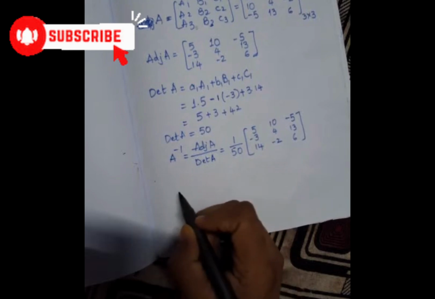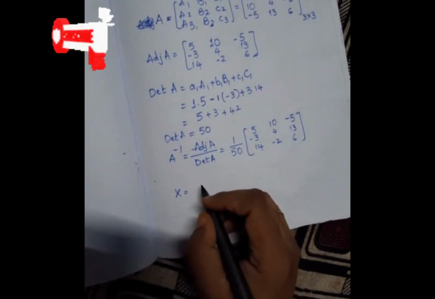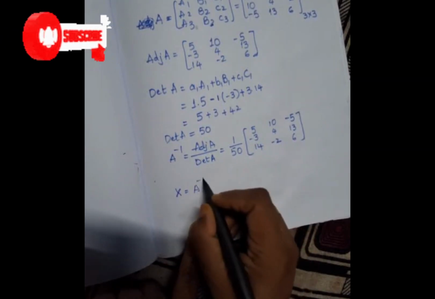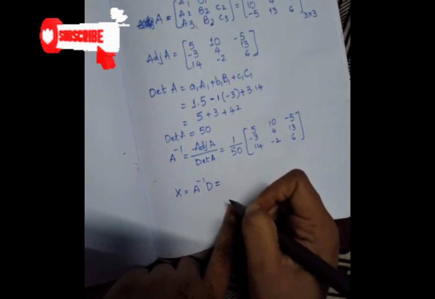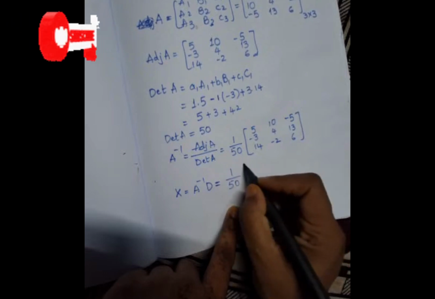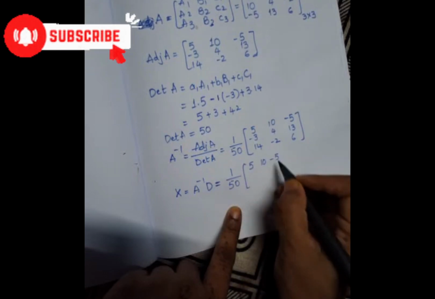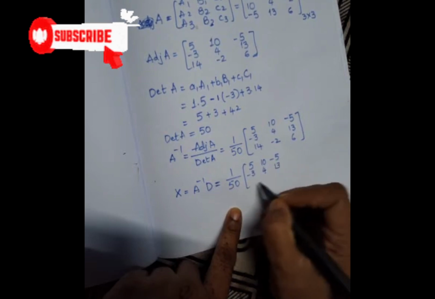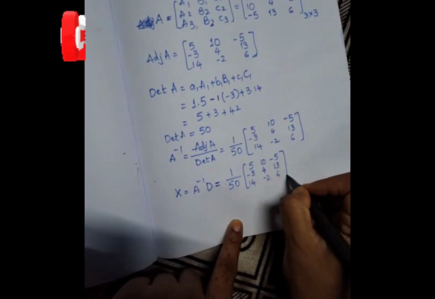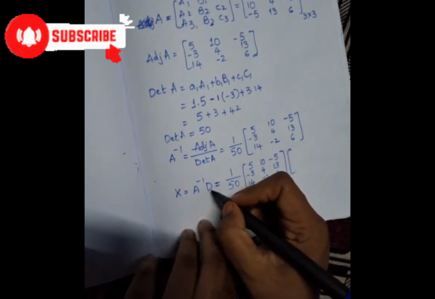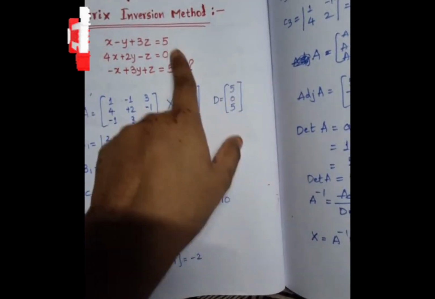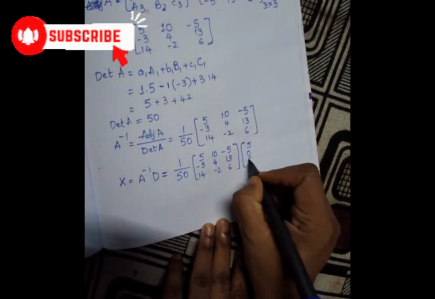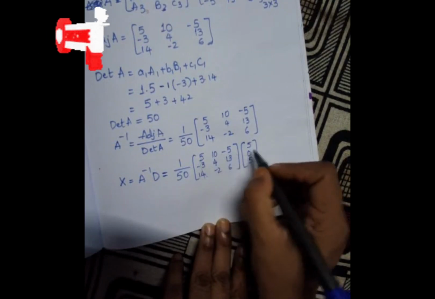Okay, now we have to find the values of x, y, z. So A inverse D, step by step I am writing here how to find the values of x, y, z. So 1 by 50 into the matrix 5 10 minus 5, minus 3 4 13, 14 minus 2 6, into D. D means what? In the question given, D is the constant values, that is the column matrix 5 0 5. Now we have to multiply all these values with this one.